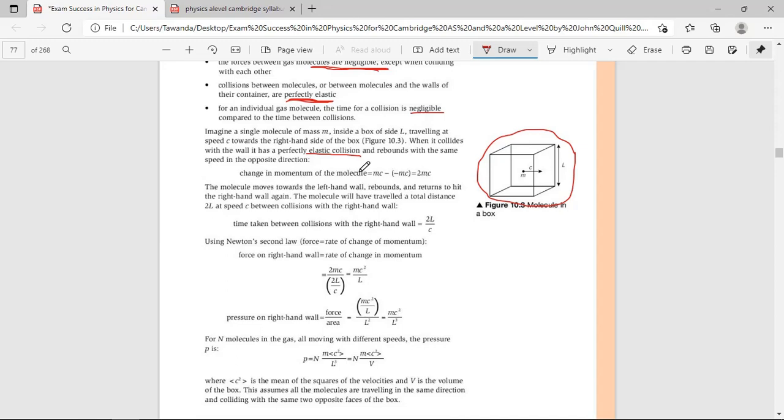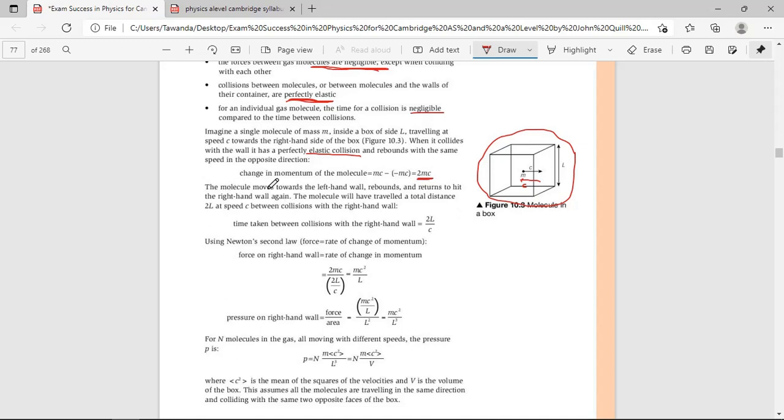So what will be our change in momentum when this one is moving? It will be initial momentum minus final momentum, that is our change in momentum. So our initial momentum is mc, and it is going to bounce back with the same speed c, but in the negative direction. So that's why we are having this negative. This minus is for initial minus final. So if you add the two, we're going to say the change in momentum is going to be 2mc.